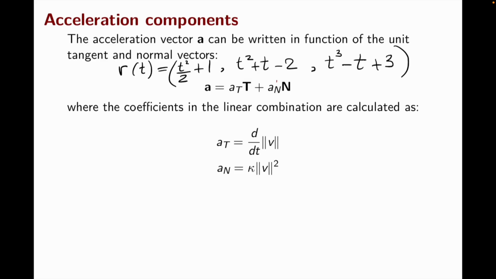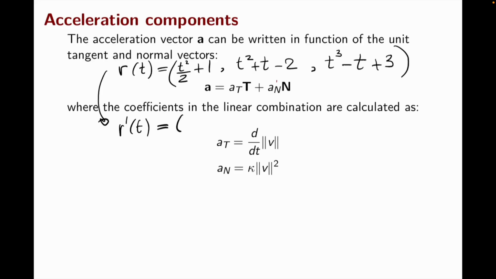So now we want to calculate the decomposition of the acceleration into the tangent and normal vector. For that, observe that both coefficients depend on the velocity, so in fact they depend on the norm of the velocity. So the first thing that we need to do is to calculate the velocity and then calculate the norm. Okay, so the velocity is just the derivative of that, right?